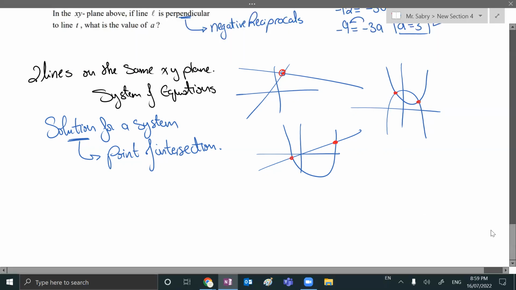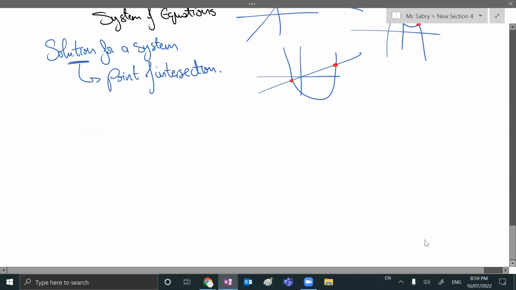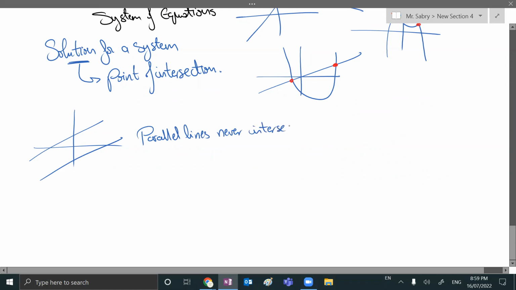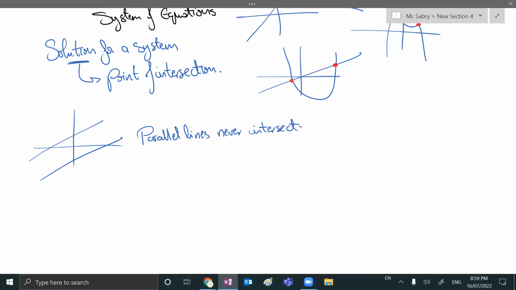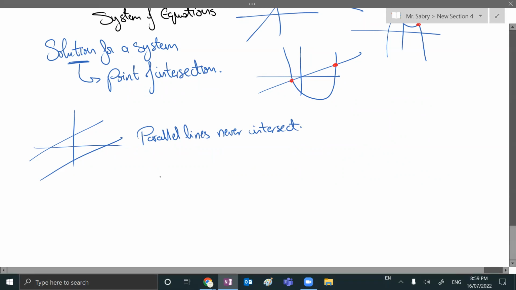But what if two lines are parallel? What if in one case there's this line and then there's another line that are parallel, which means they'll never intersect. So if I have a system that has parallel lines, this system has no solution because they don't intersect, therefore no solution. Okay.